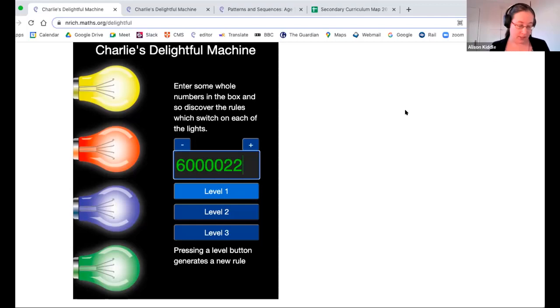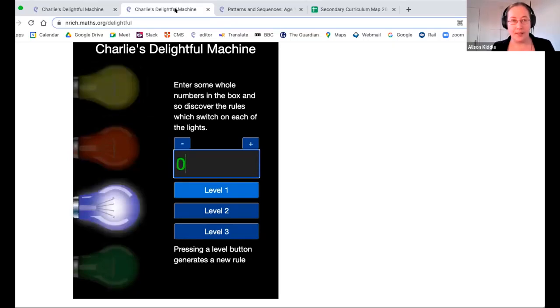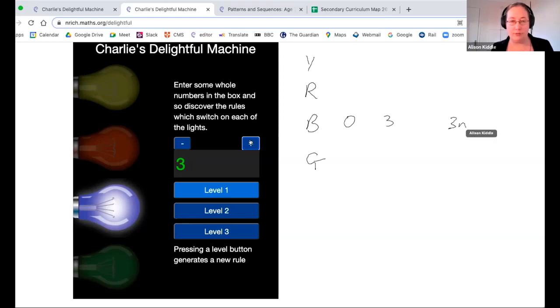Could we have a quick look at the other example? Because there's a different recording strategy, which I think makes it a little bit easier to get to some of the generalization. So instead of writing down a tick for whether it turns on the light or not, I'm going to write down yellow, red, blue, and green, and every time I see one of the lights come on, I'm just going to write what number it is. So 0 turns on blue and 3 turns on blue. So I think I know that the rule for blue is just going to be 3n. Keep going.